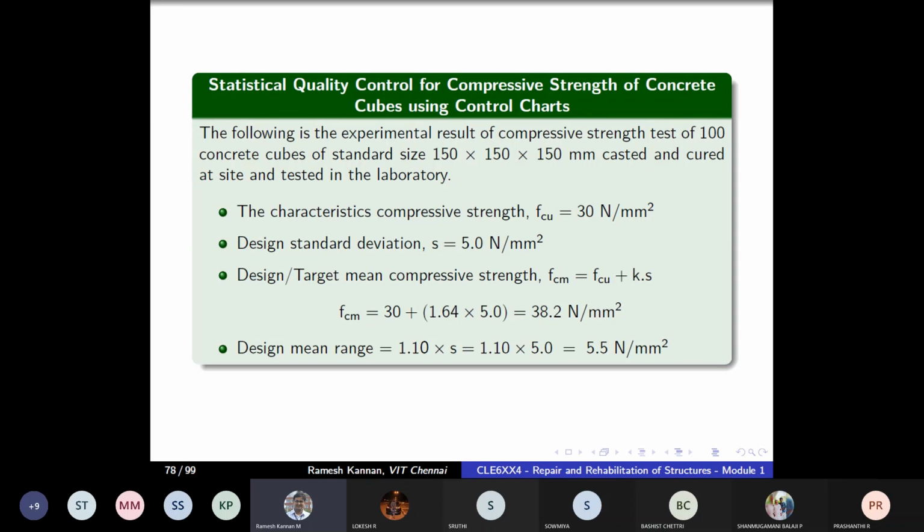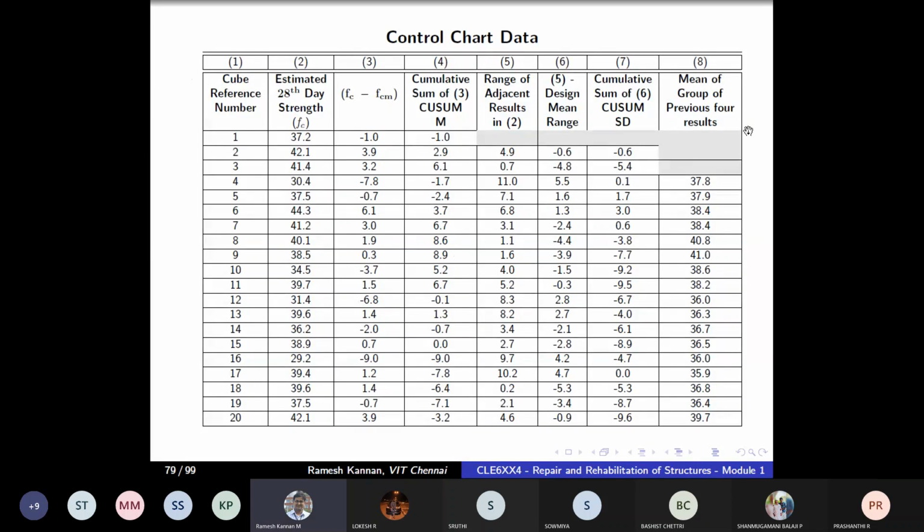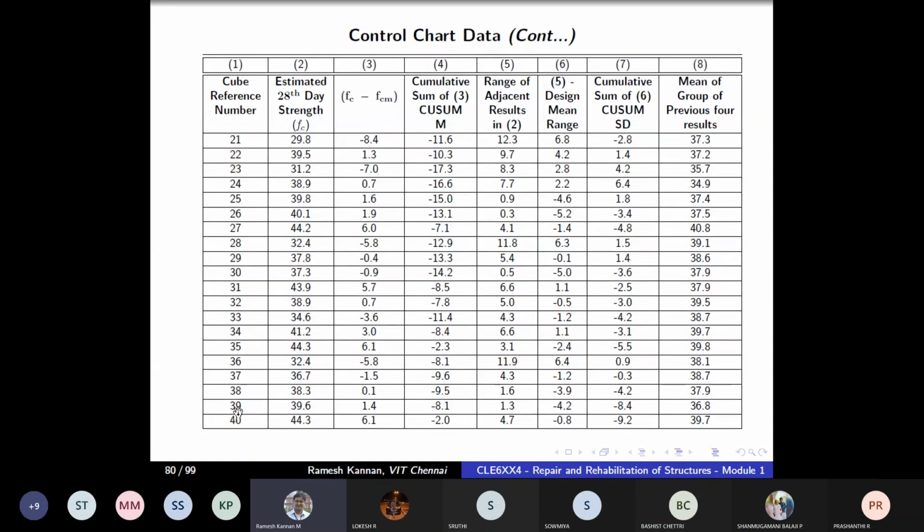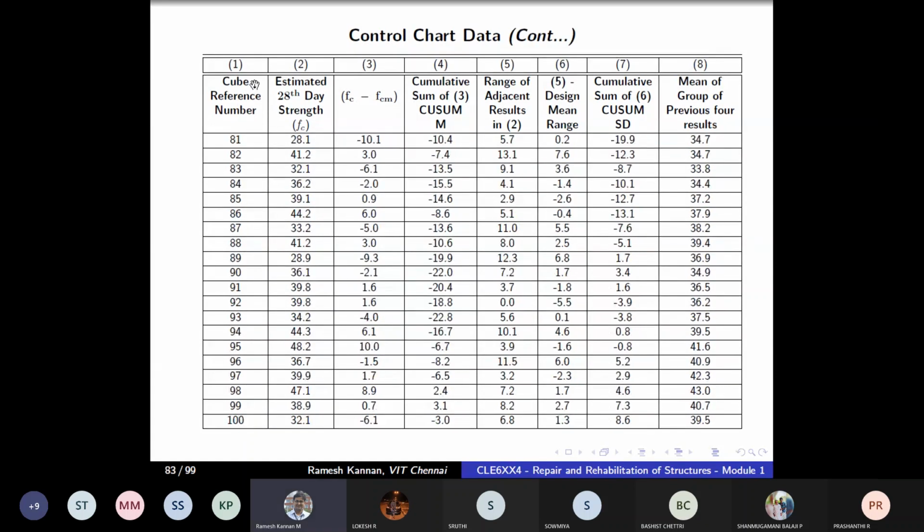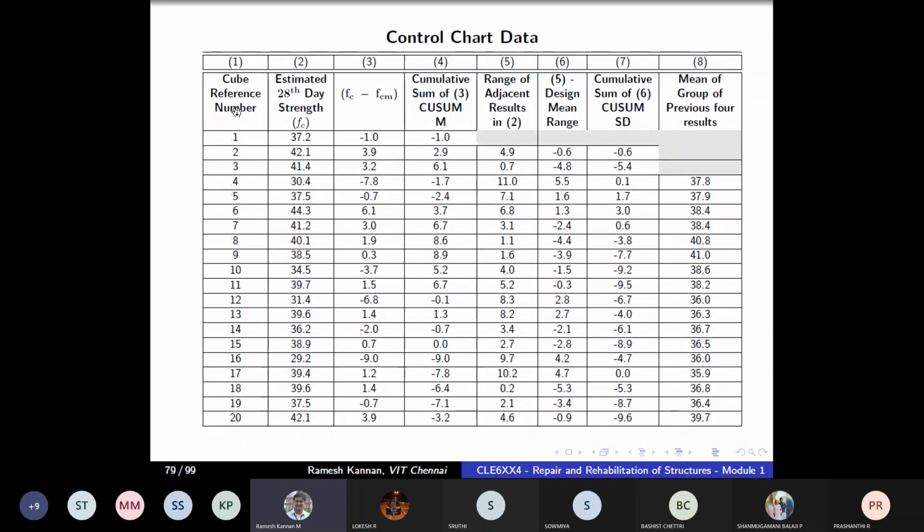This is the quality control of concrete specimens, or 100 concrete cubes. Then this is the chart. This is the cube reference number. We talk about 100 cubes, so 1 to 100. This is the first column. Remember this column, it will be very useful when you do it manually. In a manual examination, we don't give you hundreds of samples because it takes a lot of time. For practice, you can copy this into Excel and start working on it. We might give 25 cubes or 20 cubes in an exam.